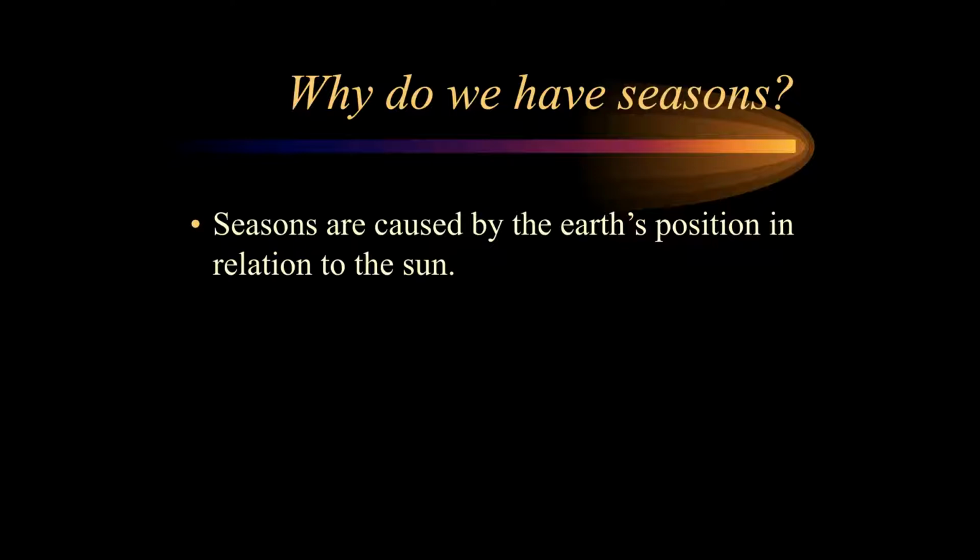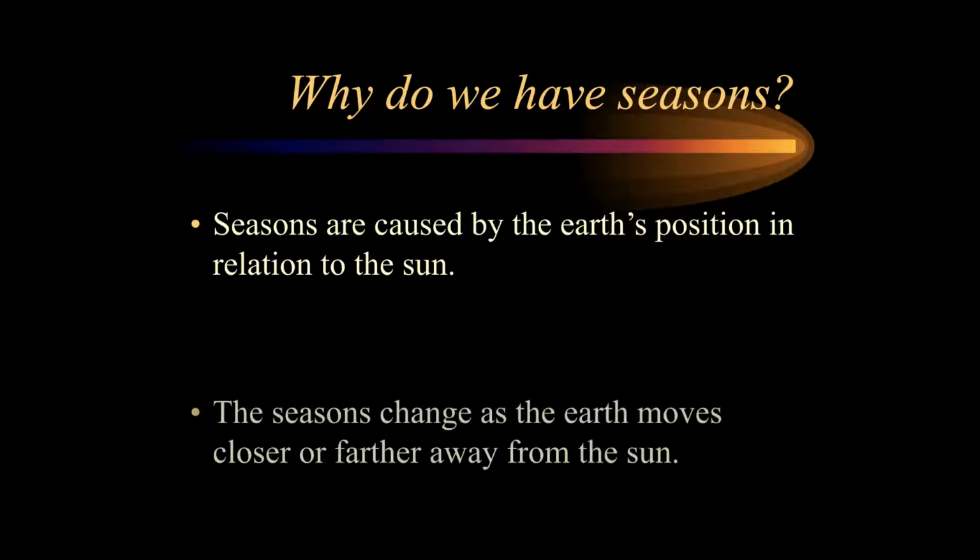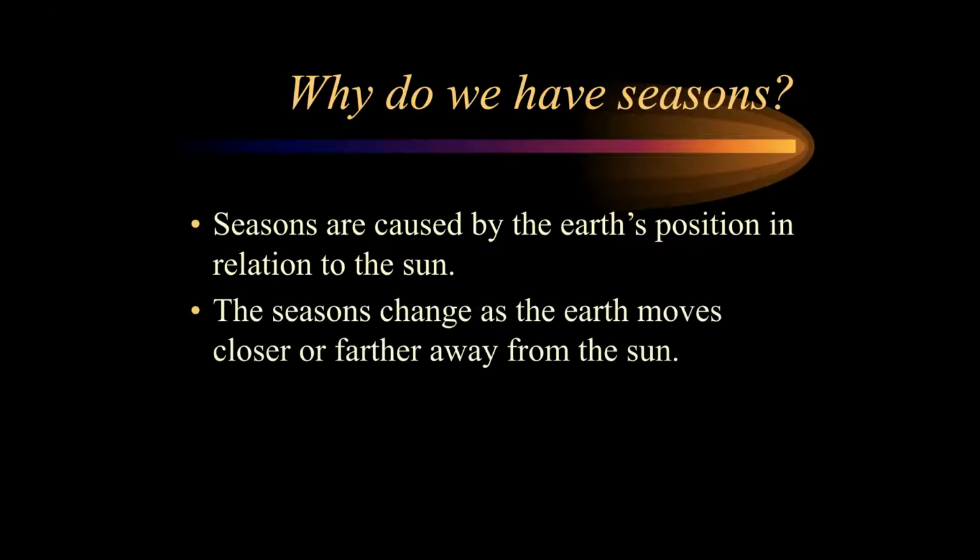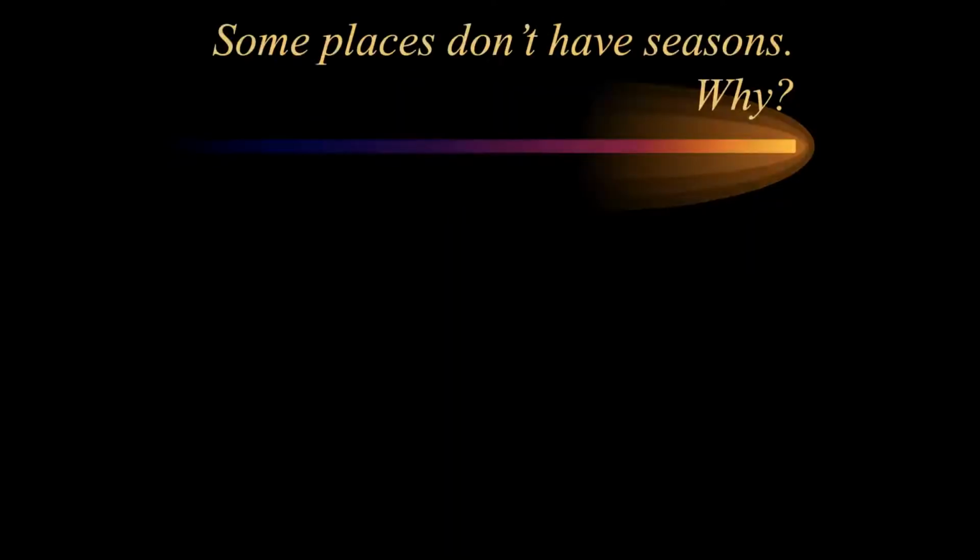And so basically, as the Earth moves around the sun, it does move that tilt. Sometimes it can be closer and sometimes it can be further away. And that allows for the uneven heating that creates our seasons. So why?